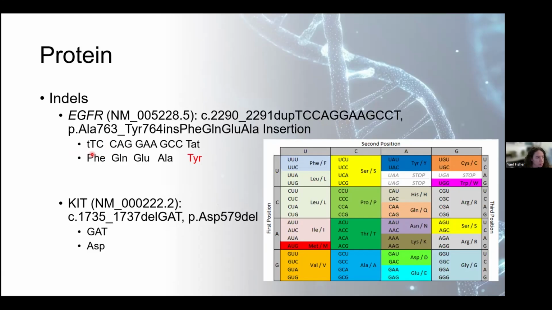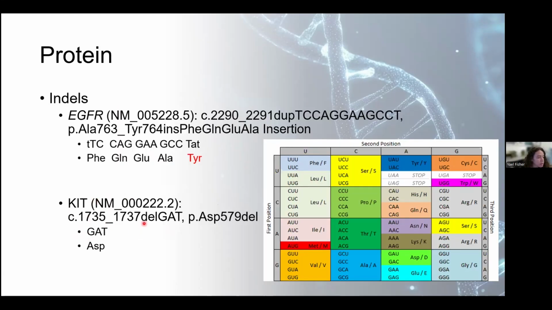So the first codon was TTC that encodes phenylalanine, then glutamine, glutamate, alanine, and tyrosine, which was the original. So instead of alanine and then tyrosine, we have an insertion of these four amino acids into the protein, and that is an exon 20 insertion variant in EGFR.